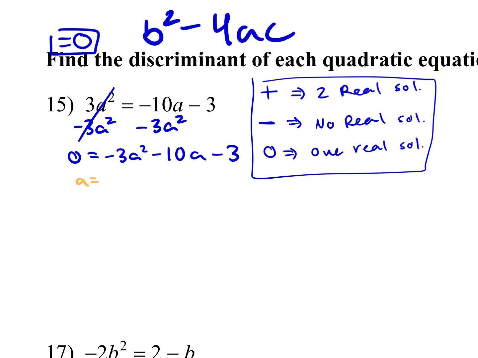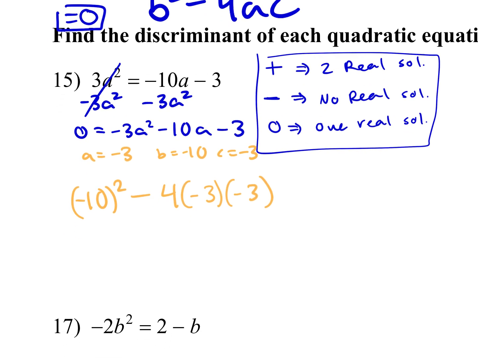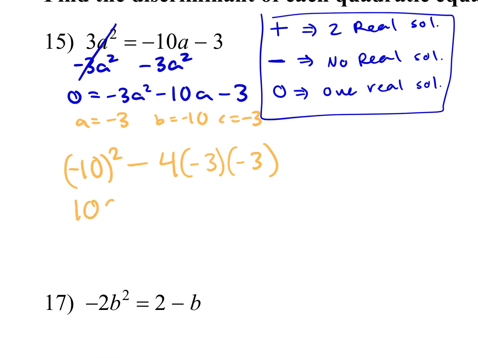What's a? What's b? What's c? Negative 3. So now we have b squared, so what's negative 10 squared? 100. And then what's negative 4 times negative 3? 12. And 12 times negative 3? Negative 36. So it's 100 minus 36? 64. So our discriminant is 64. And how many solutions do we have? 2 real solutions.